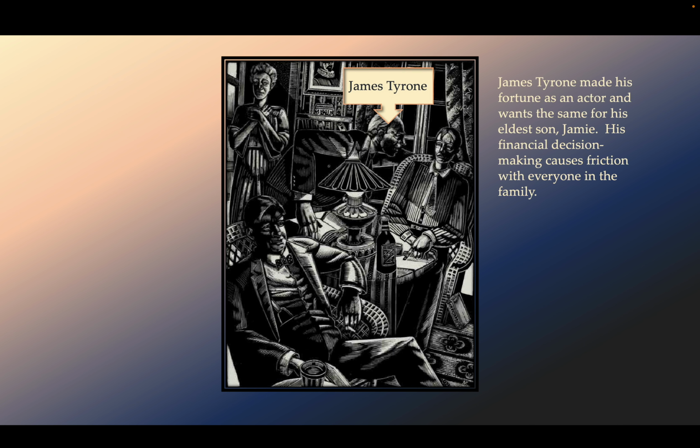So first, we'll talk a little bit about James Tyrone. He's the patriarch. He's the father. He made his fortune as an actor, a Shakespearean actor, in fact, and he wants the same for his eldest son, Jamie. And Jamie is resistant to that. His financial decision making, the way that he spends money, he's the breadwinner of the family, and his financial decision making causes friction and tension with everyone in the family. So that's something for you to pay attention to.